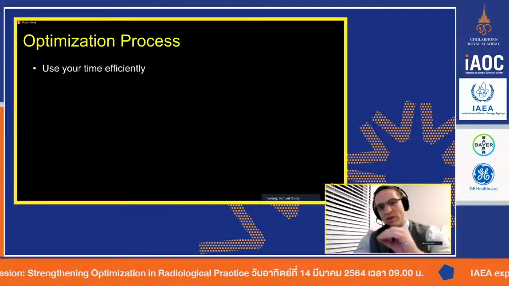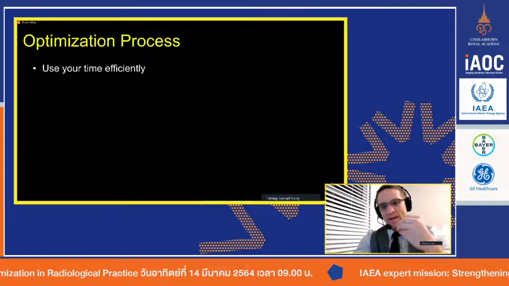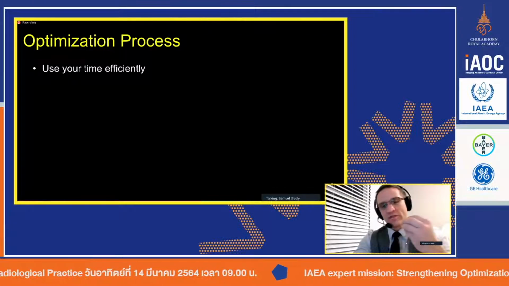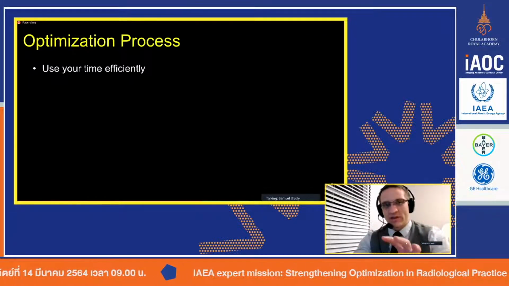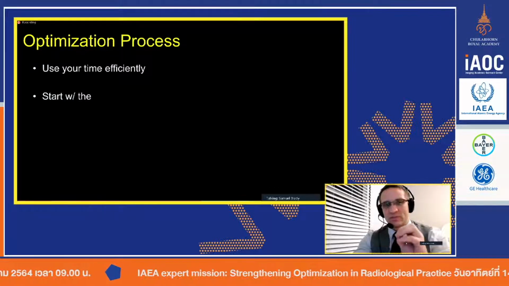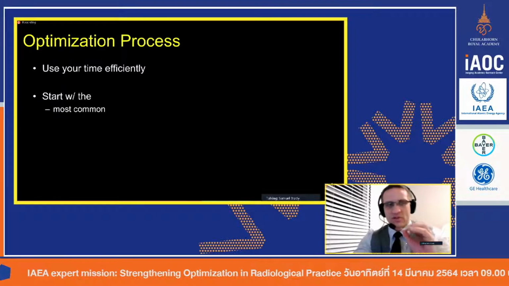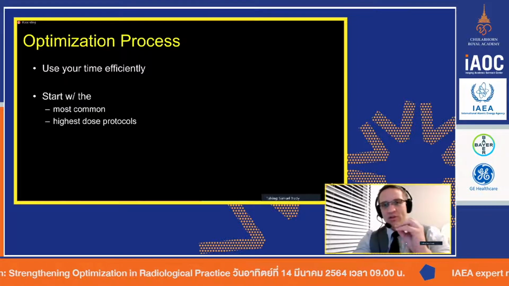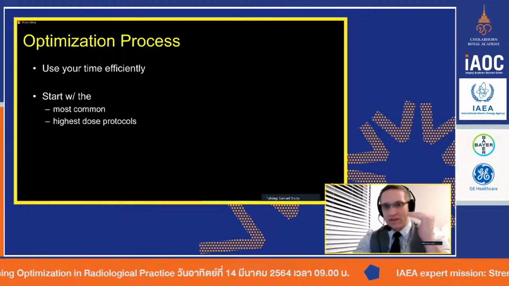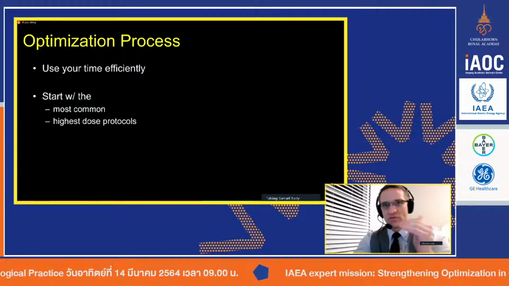Because this process can be very difficult, or very intense because there are so many different parameters to adjust, one of the things we really need to do is be as efficient as possible in how we approach it. So let's start with, for example, the most common protocols, the ones that are ordered the most frequently, or the ones that we tend to use the most.